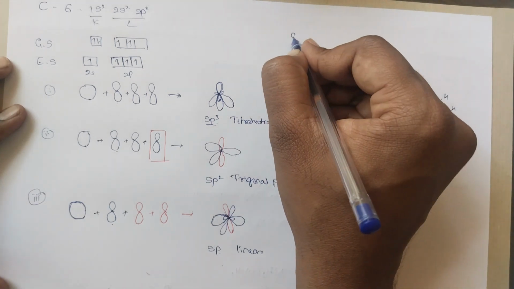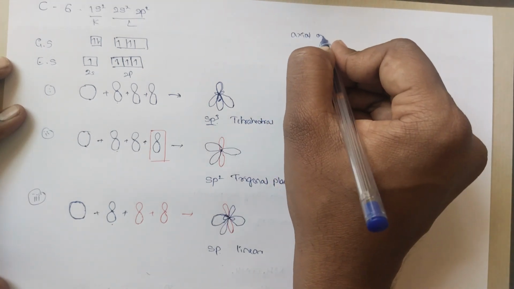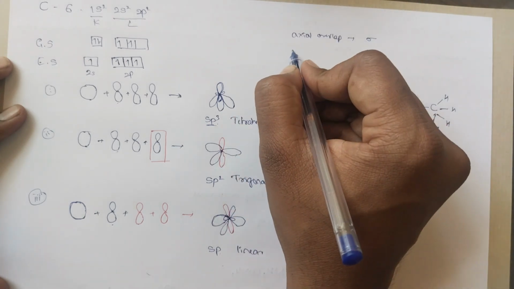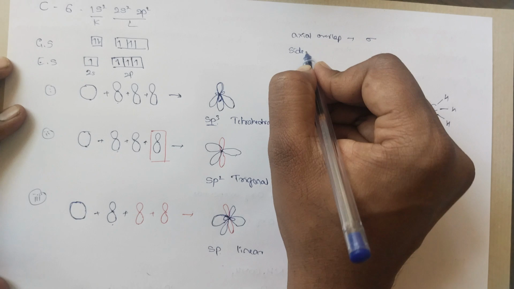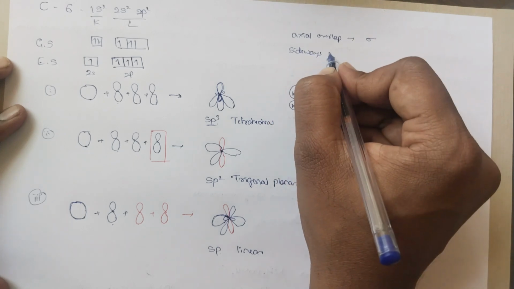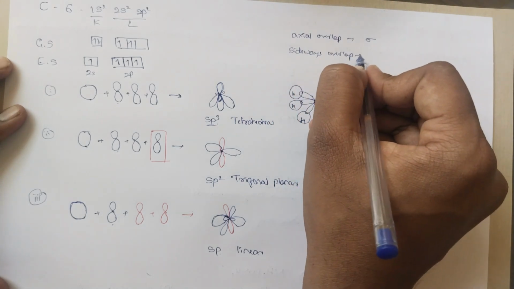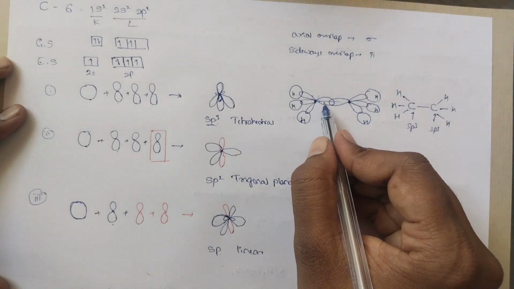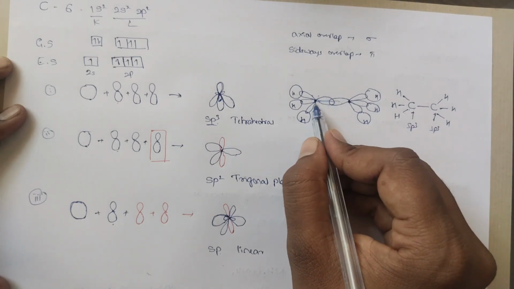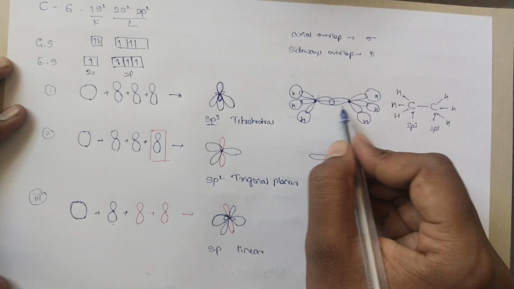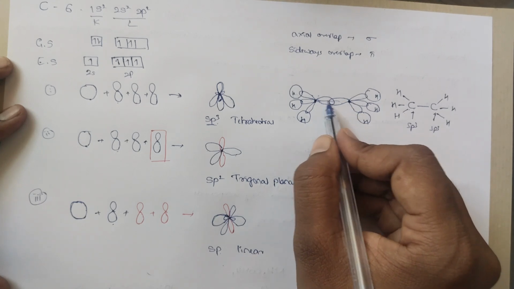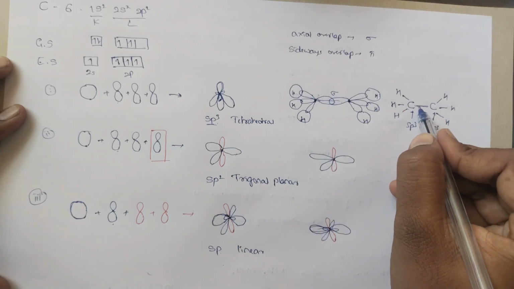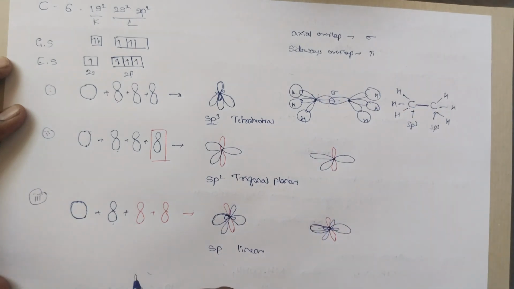So you know that axial overlap is going to give the sigma bond, and sideways overlap is going to form the pi bond. Correct. So here you can see that this sp3 of this carbon and sp3 of this carbon overlap axially, so that there is a formation of sigma bond. Here you can find the formation of sigma bond between this carbon and this carbon.